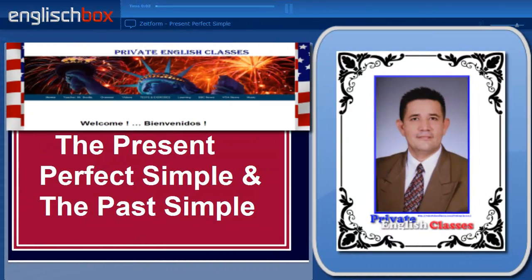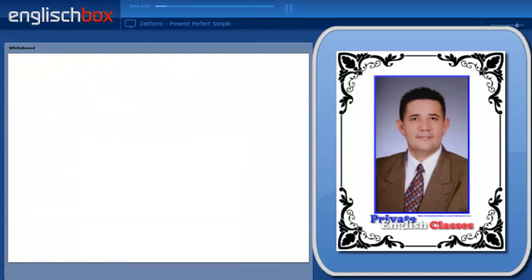I have prepared a lesson about the present perfect simple and the past simple. I have prepared. That's an example of the present perfect simple. Why don't I say I prepared? What's the difference between the present perfect simple and the past simple? Well, in this video, I'm going to describe the difference to you.